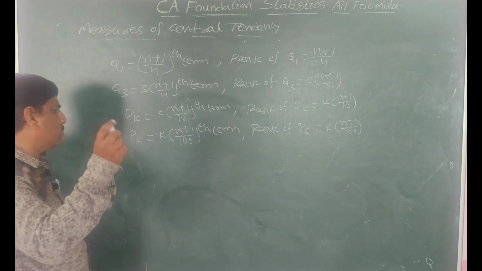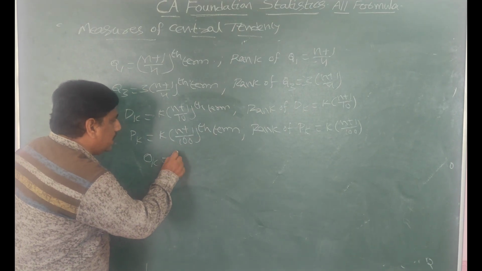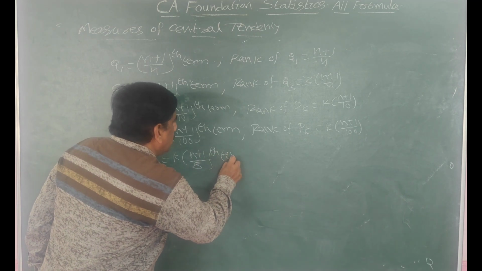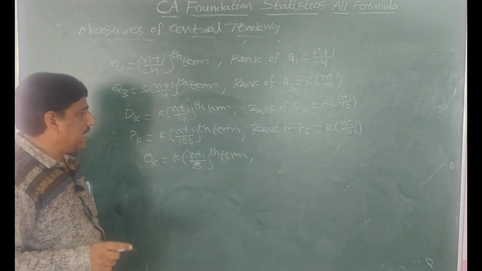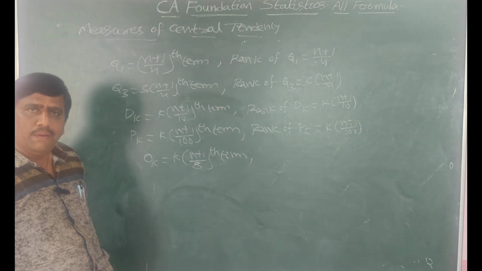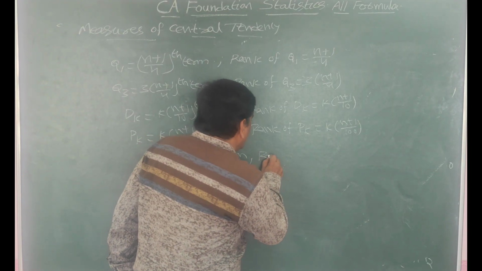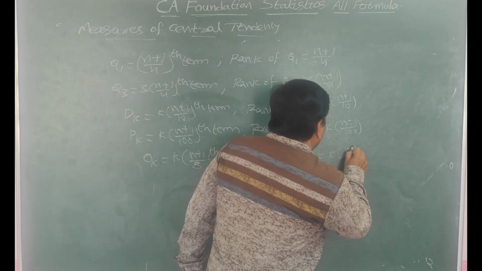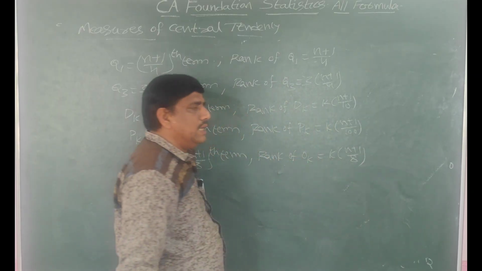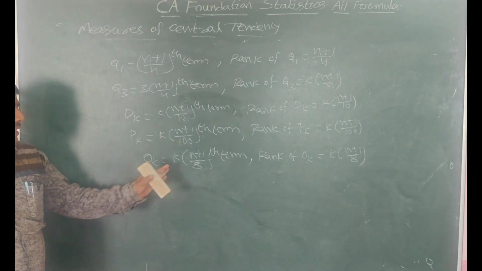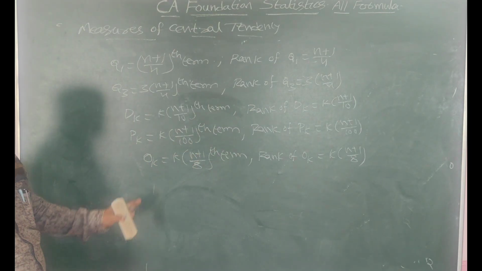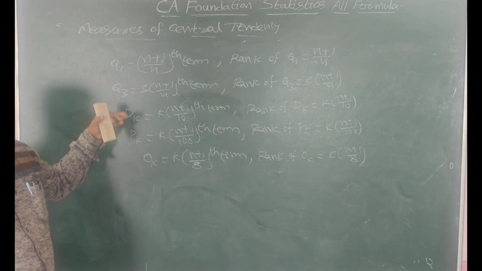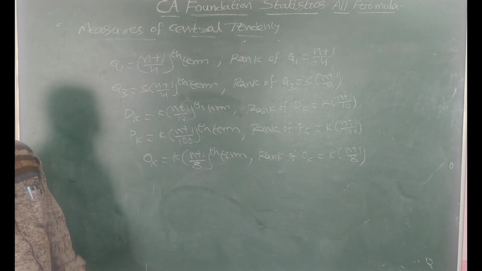Similarly, we have octiles also, which is not much important. Kth octile can be denoted by k into (n plus 1) by 8th term. Octile means divide by 8, and if it is rank, again k into (n plus 1) by 8 is the rank of the kth octile. Suppose it is the third octile, 3 into (n plus 1) by 8 is the rank, and the 3 into (n plus 1) by 8th term is the third octile. Like this, in individual series you can find quartiles, octiles, deciles, percentiles. This is about individual series.